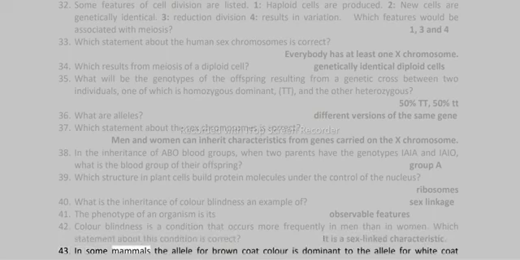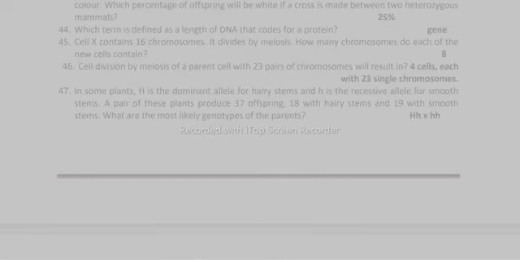43. In some mammals the allele for brown coat color is dominant to the allele for white coat color. Which percentage of offspring will be white if a cross is made between two heterozygous mammals? 25%. 44. Which term is defined as a length of DNA that codes for a protein? Gene.